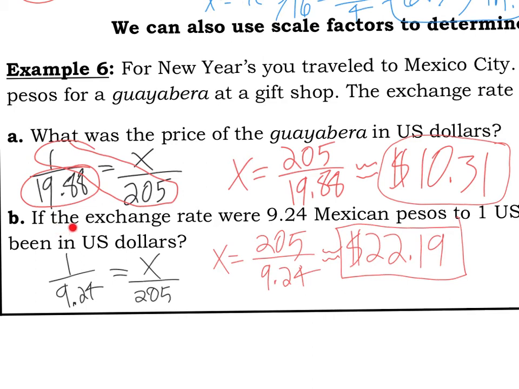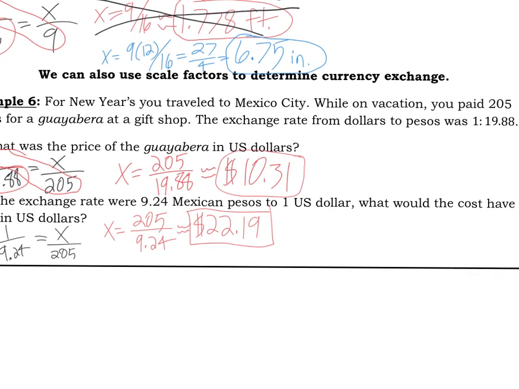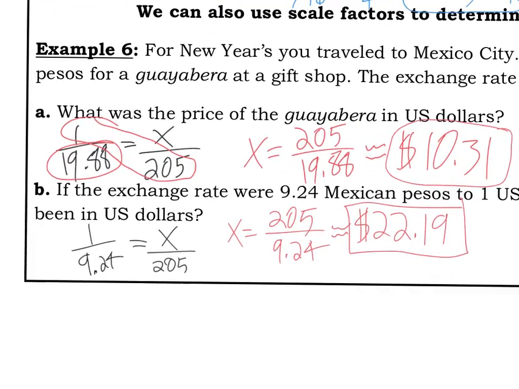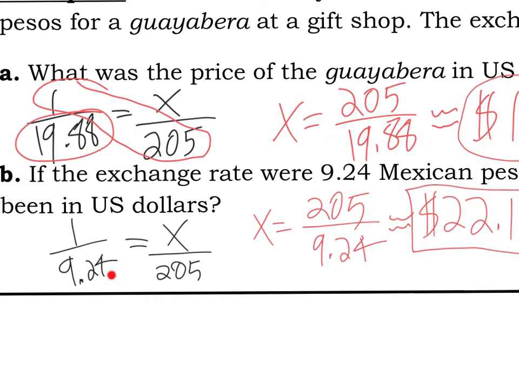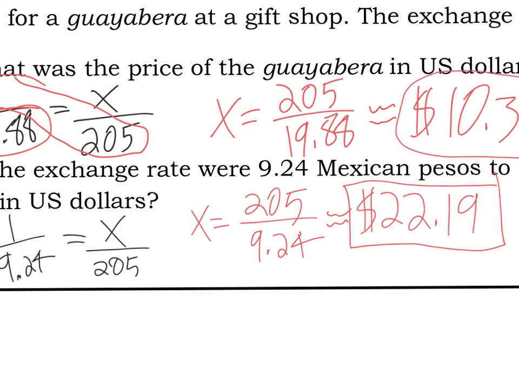Part B says, if the exchange rate were 9.24 Mexican pesos to 1 US dollar, what would the cost have been in US dollars? So I set it up the same way. I just have a different number on the bottom here. 1 times 205 is 205. 205 divided by 9.24, rounded to the nearest hundredths place, is $22.19.